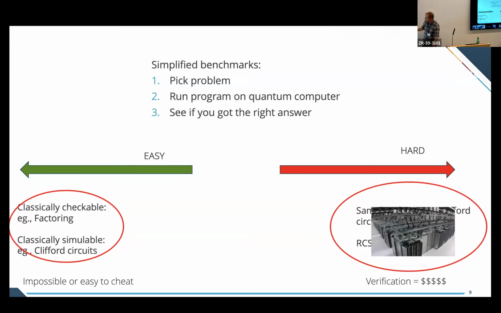This is the best picture I could get of a Google data center. I screen grabbed it from a YouTube video, but they're enormous and expensive.